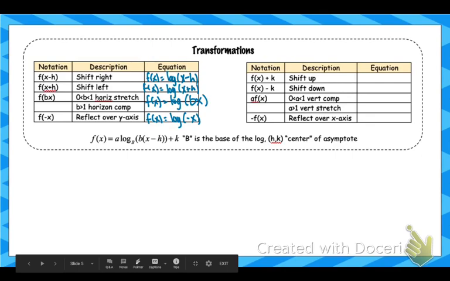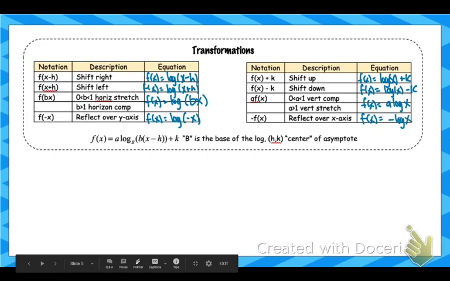All right, vertical transformations are going to happen outside the argument. So it's just log x plus k. Plus k is up, minus k is down. Multiplied out in front is a vertical stretch or compression, depending on the value. A negative out in front, that is your reflection over the x.